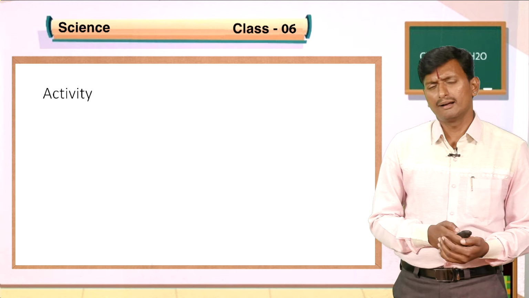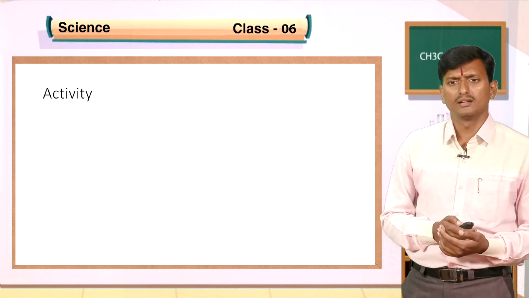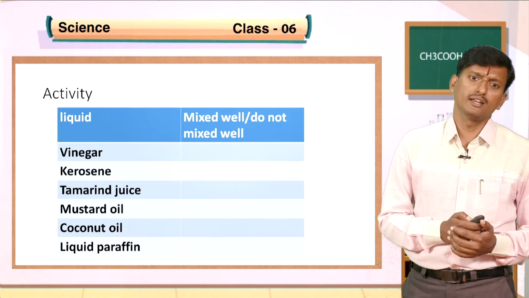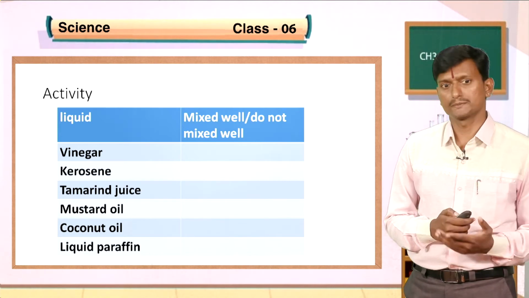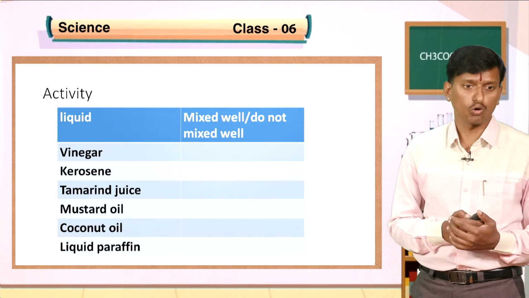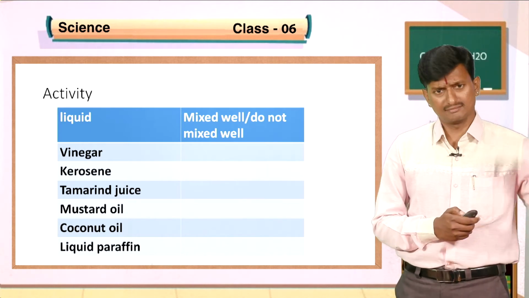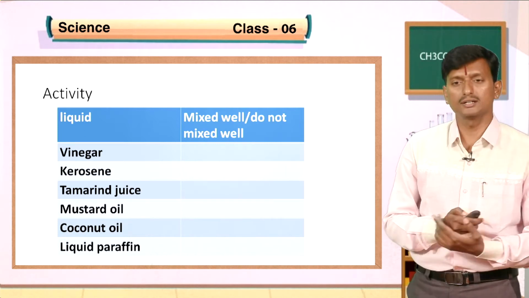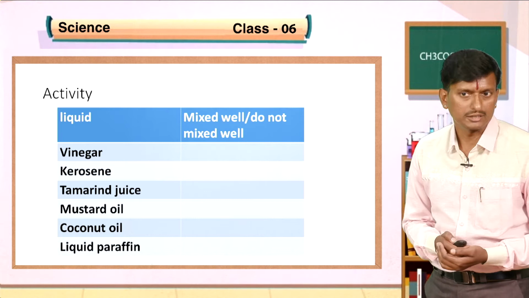Now, by seeing this experiment, I am going to give an activity for you. Conduct an experiment in your home and fill up the table. That is liquid, mixed well or do not mix well: vinegar, kerosene, tamarind juice, coconut oil and liquid paraffin. Conduct these experiments, you will come to know that some liquids will dissolve in water and others will not dissolve in water.